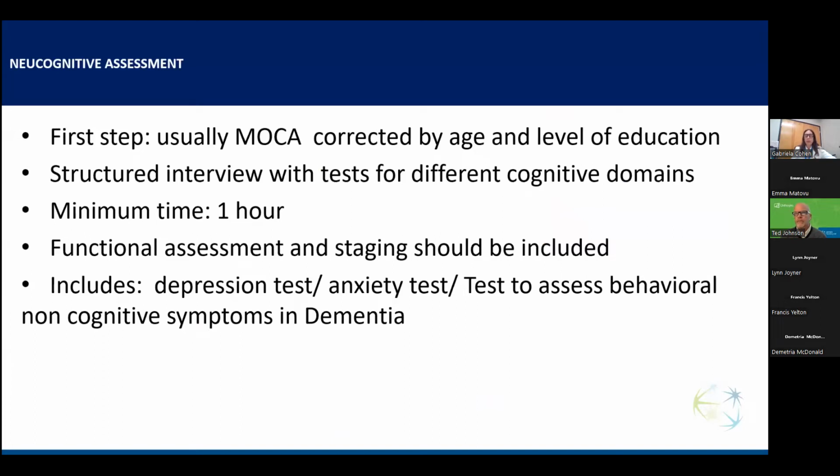Of course, you correct the score of the MOCA by age and level of education, and then you do this structured interview that usually lasts an hour. And ideally, we want to include a functional assessment and a staging into that assessment. And you want to include some kind of test to screen for depression, anxiety, and sometimes we also include some tests to check for behavioral symptoms in dementia.